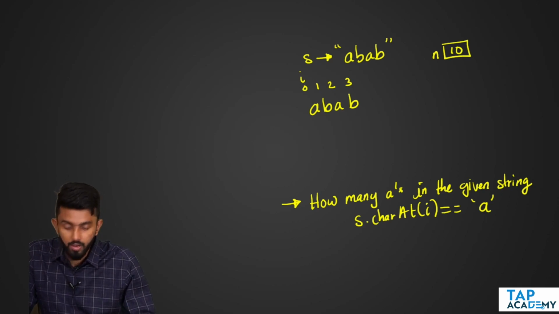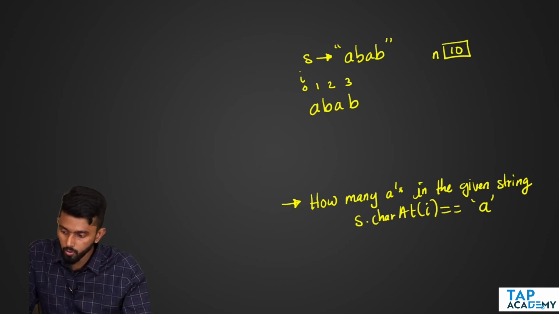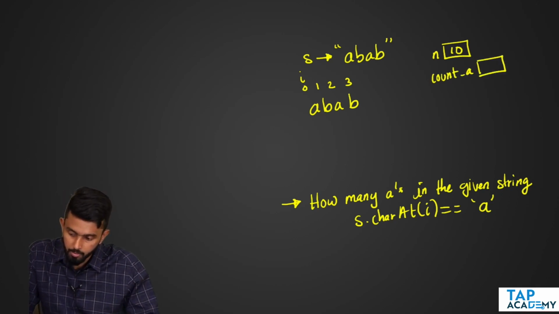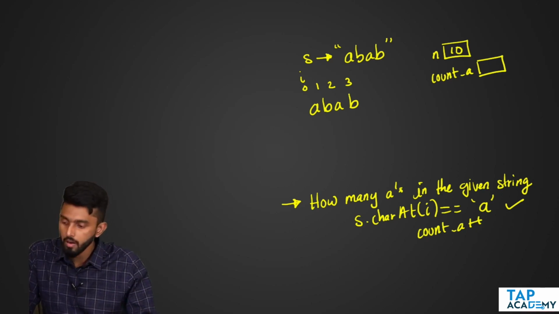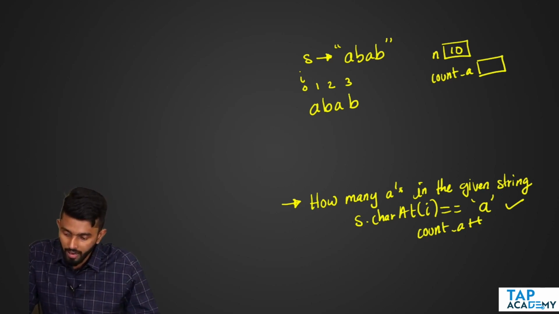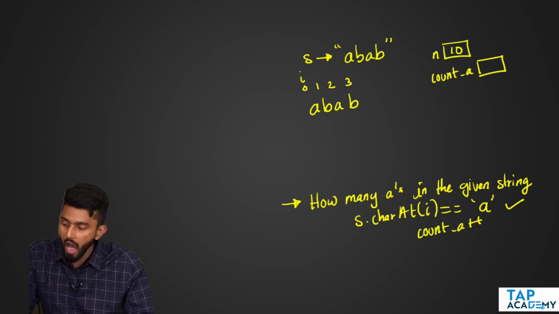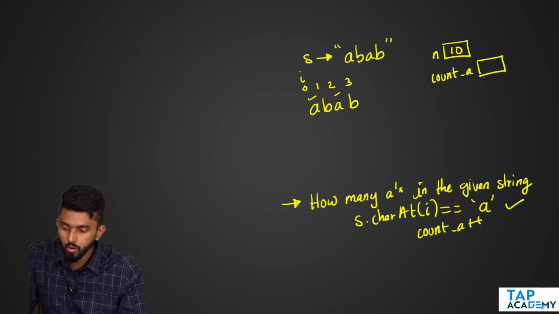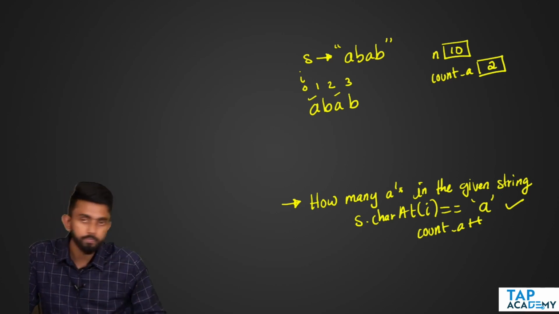I will have a variable called countA. Every time this condition is true, I will just increment the value of countA. Naturally, at the end of this loop, I will get how many A's are there in my string. And as you can clearly see, there are 2 A's. So initially, this is going to be 2.